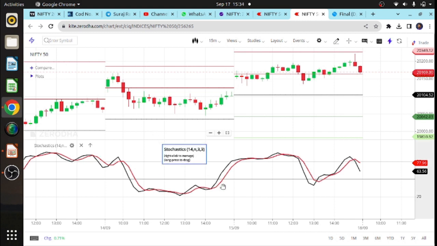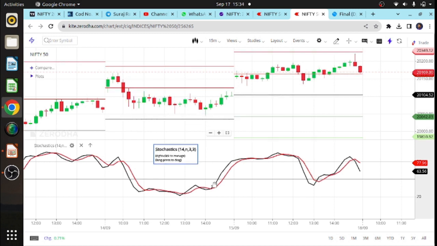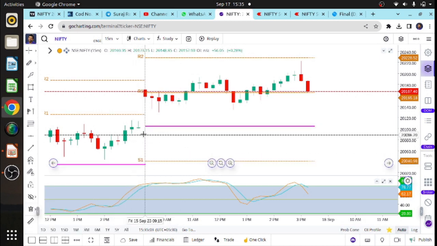Similarly, on that day stochastic moves up. After a bullish candle, we can buy a call here, and as you can see, it is near the support region of the pivot point. So we can buy the call here based upon the stochastic indicator, and that call we could have ridden even for the next day.